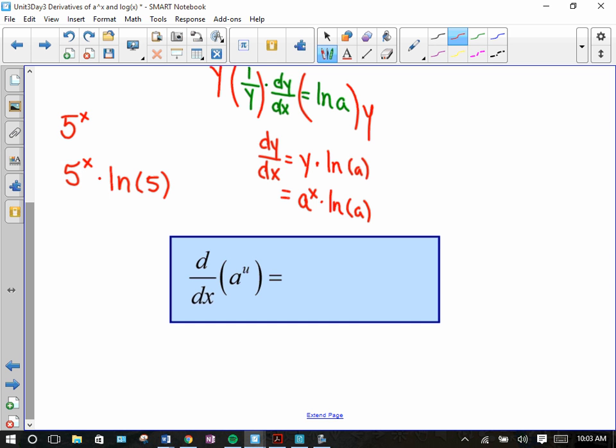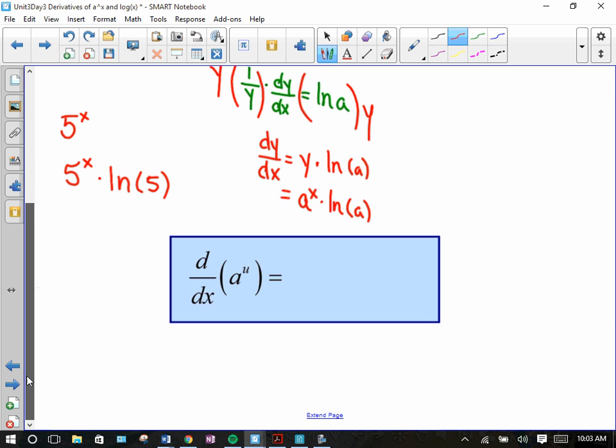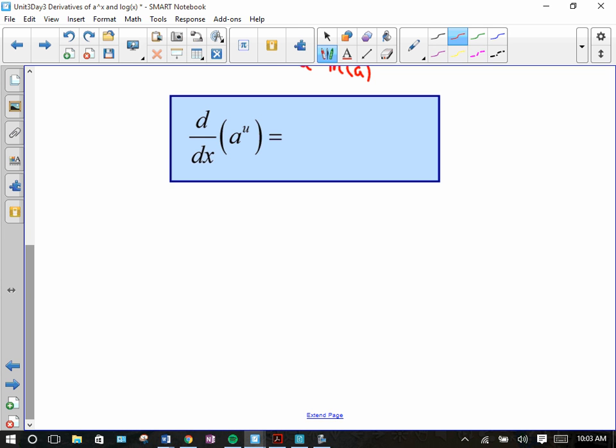Alright, you can see it here. So let's take this and give us a general rule. The derivative with respect to x of a to the u power is going to be a to the u times natural log of a, times the derivative of u, since u is another function.